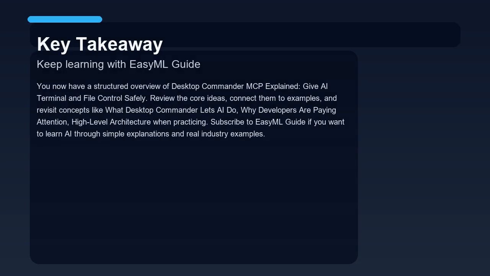To wrap up, here is the key takeaway. You now have a structured overview of Desktop Commander MCP explained. Give AI terminal and file control safely. Review the core ideas, connect them to examples, and revisit concepts like what Desktop Commander lets AI do, why developers are paying attention, high-level architecture when practicing.